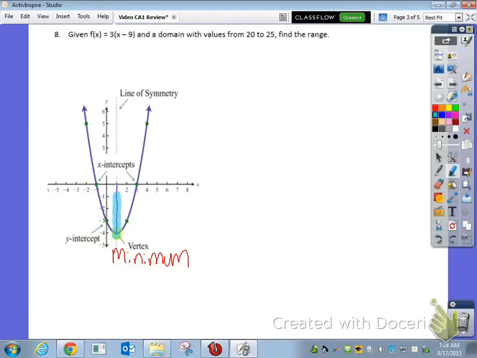Go straight up, and that line that you pass through, that number you pass through on the axis, is going to be your equation, y equals 1. And that is your line of symmetry.